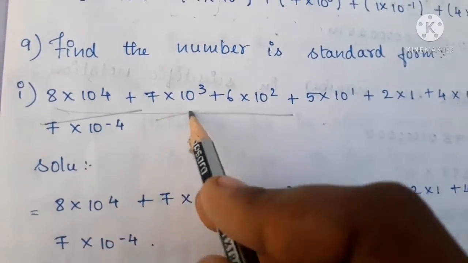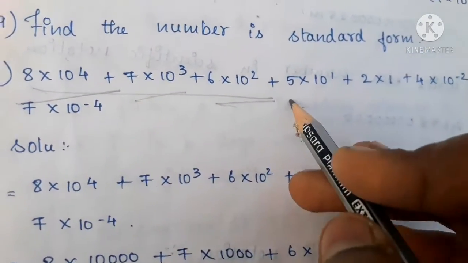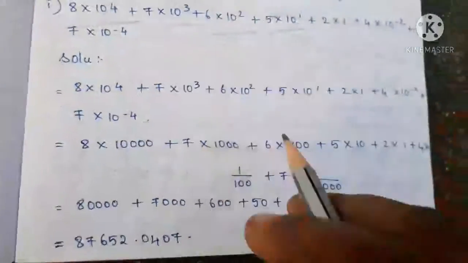8 into 10 power 4, 7 into 10 power cube, 6 into 10 square plus 5 into 10 power 1, like that they have given.